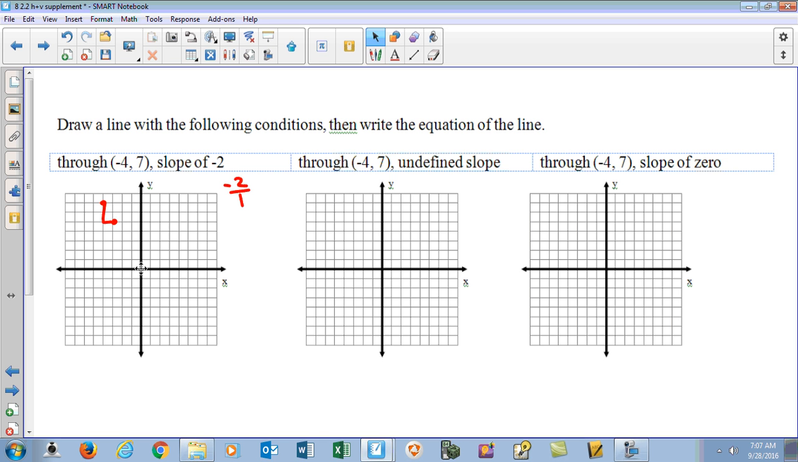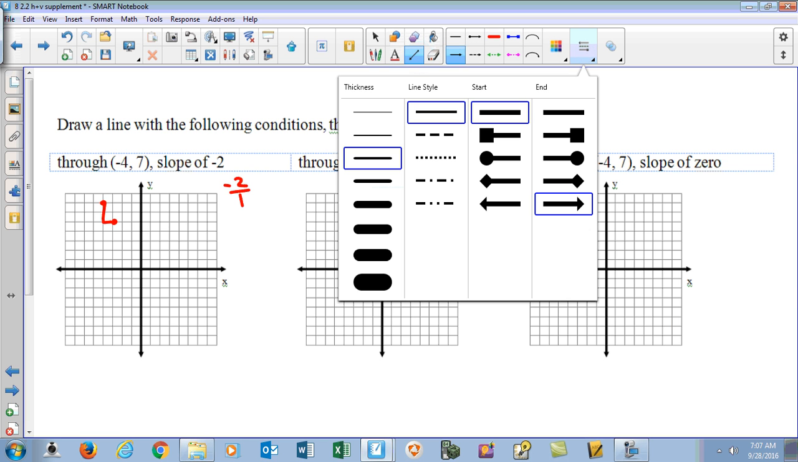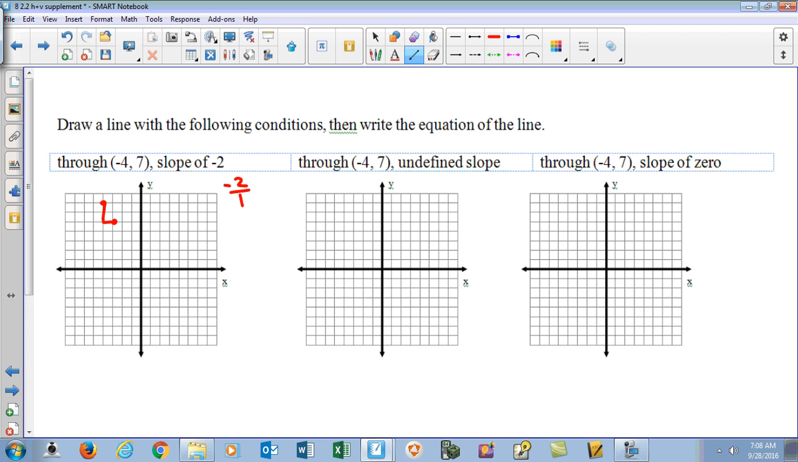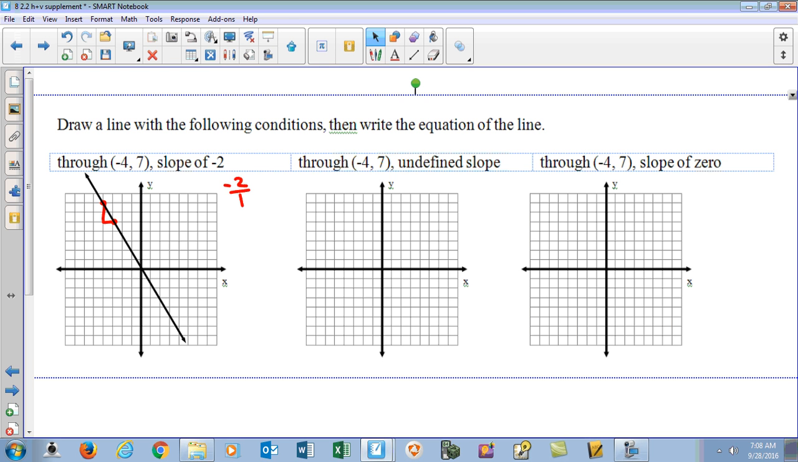So if I go ahead and draw my line, if I draw my line straight through these points, whether you choose to use a ruler or not, it's strictly up to you. But there's my line through those 2 points. So that's how quickly I can draw my line with those conditions.